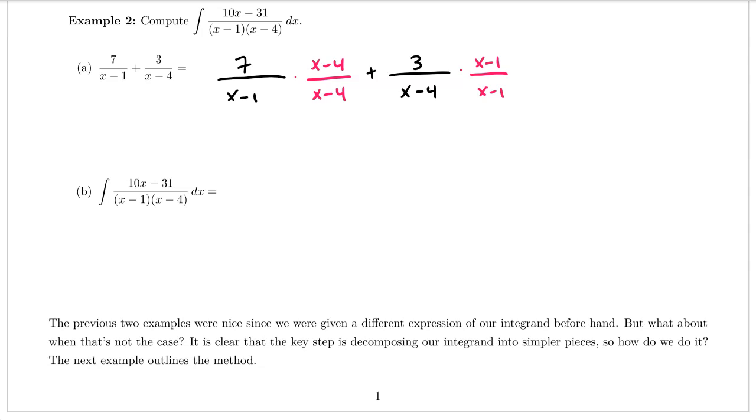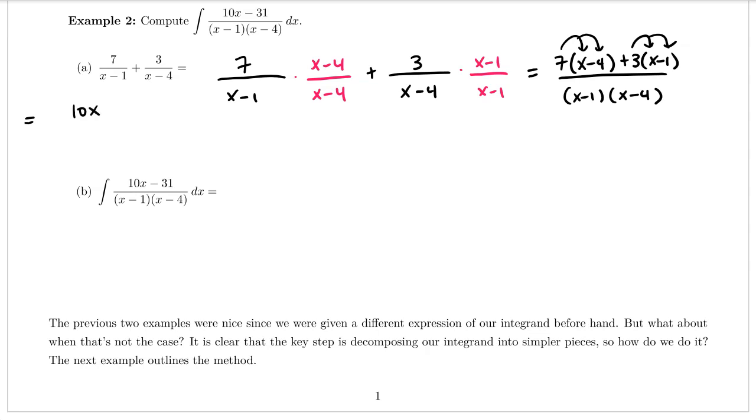Example 2 wants us to compute the indefinite integral of 10x minus 31 all over x minus 1 times x minus 4 dx. So part A is having us simplify these two fractions by finding a common denominator. And so my common denominator will be x minus 1 times x minus 4. And then my numerator, I have 7 times x minus 4 plus 3 times x minus 1. And then if I distribute the 7 and the 3 inside of our parentheses, that's going to give us 10x minus 31 after simplifying. And then our denominator will be this.